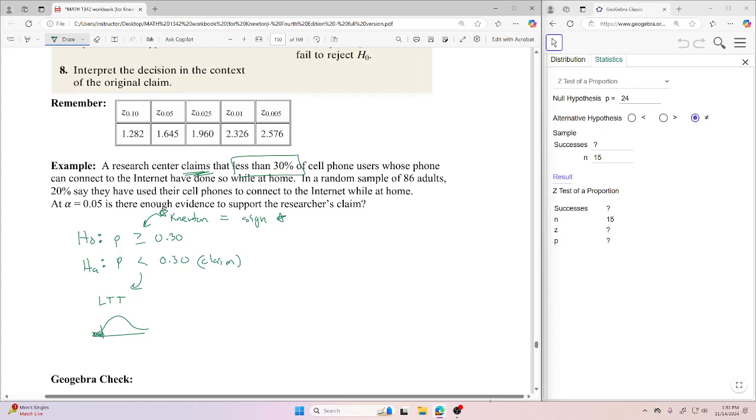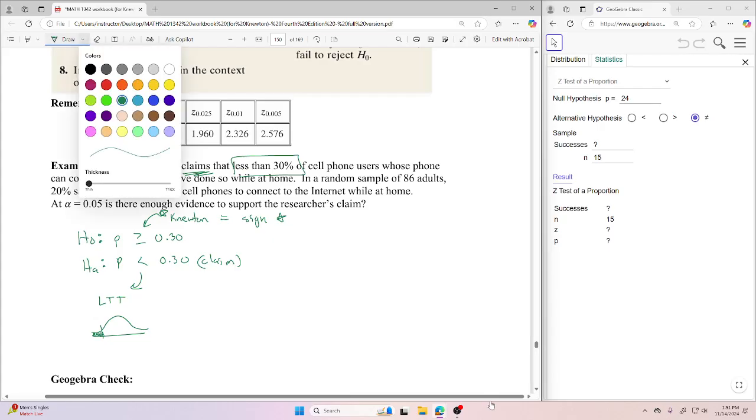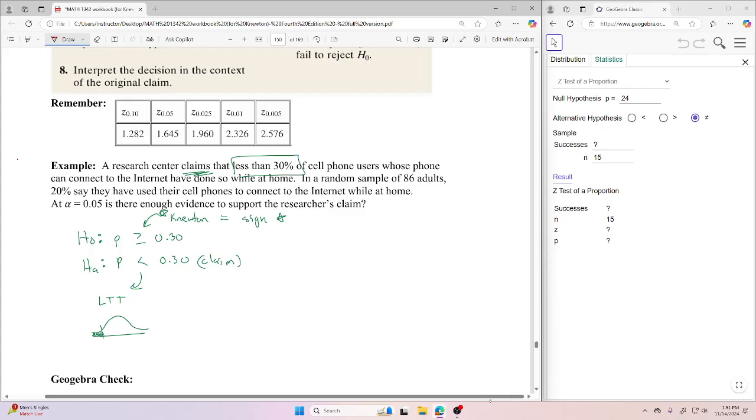All that from just a single sentence, the very first sentence. So, in a random sample of 86 adults, 20% say that they use the internet, blah, blah, blah. So, this is where we start putting stuff in. What do I put in for P? Yeah, the 30%. I'm going to put the 0.30. I think that they want it in decimal form, but we'll find out very quickly if we get weird numbers.